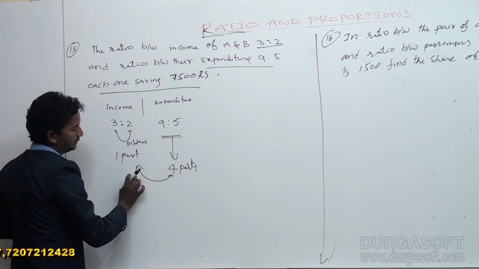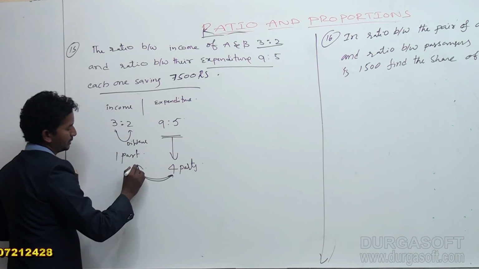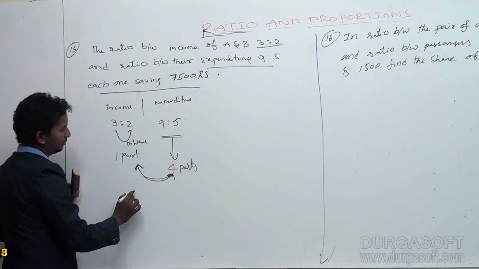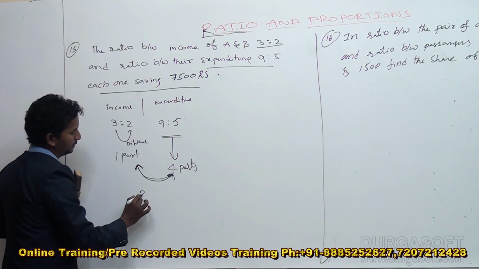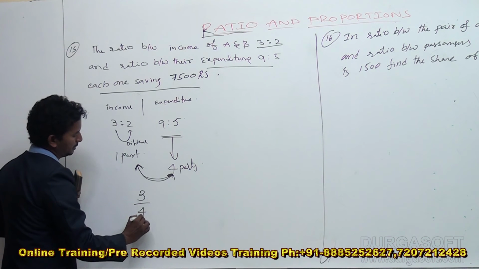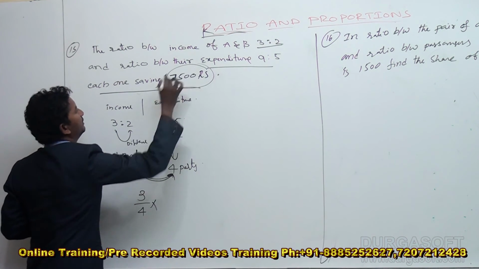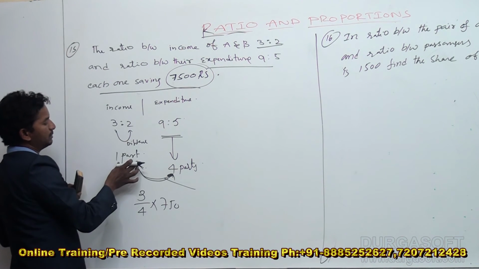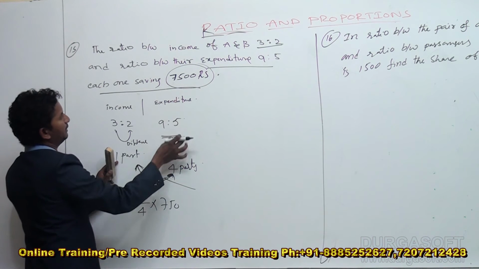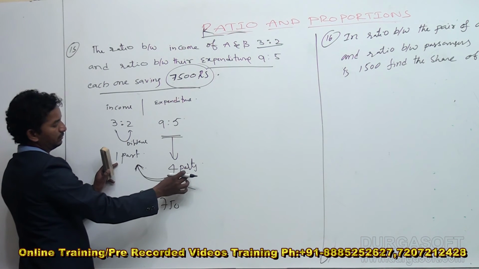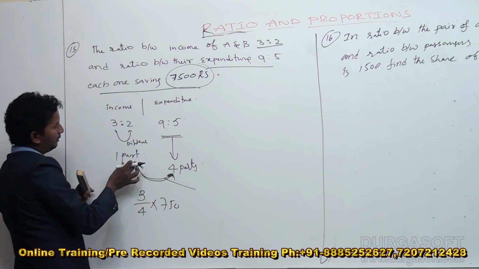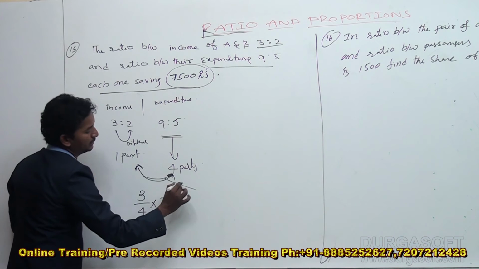Now the total here is 3 parts. Each share is equal to the total out of 3 parts. Income is 3 parts, 3 by the total of 4 parts into the total amount given, 7,500. The difference is 1 part and 4 parts. My income is 3 parts. Now what is the saving? Saving is equal to 3 parts. Here the expenditure is 4 parts. Now income is 1 part. The difference is here 3 parts.